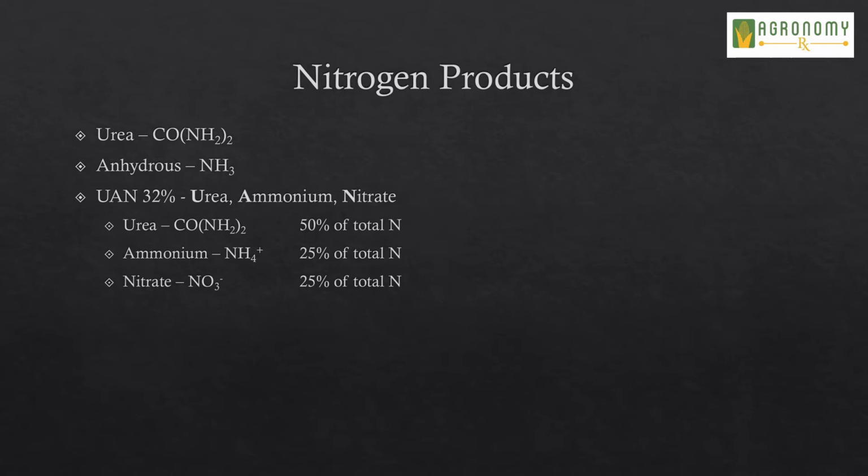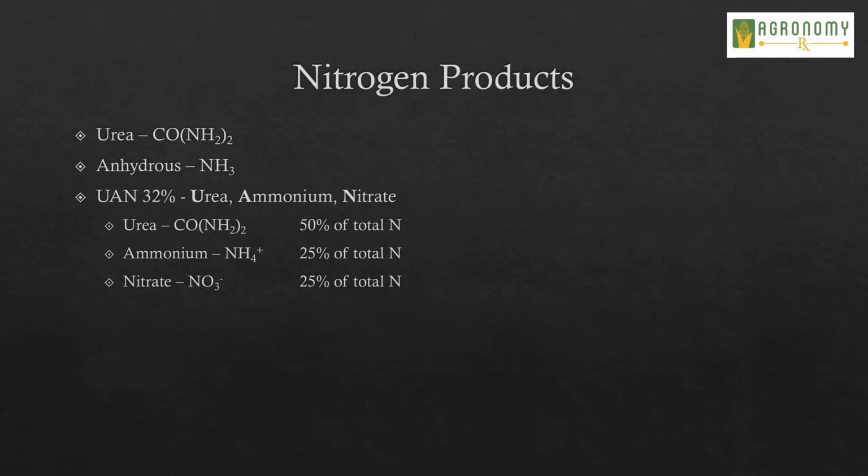This one I think is very interesting because we overlook a lot in terms of what makes up 32%. We get stuck on simply looking at the amount of available nitrogen that we can get out of it and applying accordingly. But we need to take a step back and remember that UAN stands for urea, ammonium, and nitrate. There are three different forms of N in that product. Then we want to look at the ratios of each of those in it. The urea makes up 50% of the total nitrogen in UAN 32.